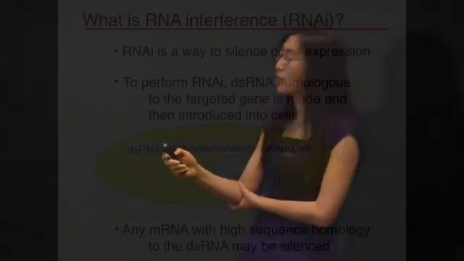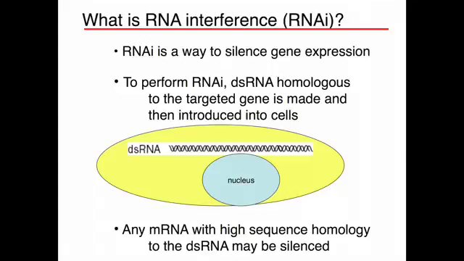RNA interference is also called RNAi. It is a way to silence gene expression. And often you introduce double-stranded RNA into cells, and then this double-stranded RNA can first find their targets with high sequence homology, and then degrade those mRNAs.